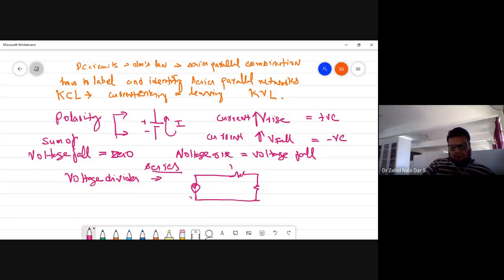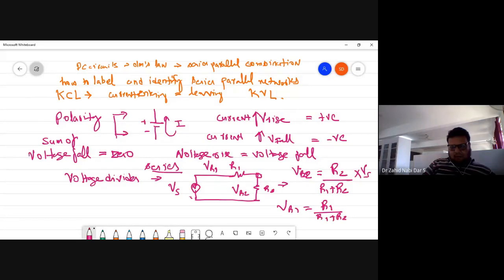So how will your voltage divide? Only when it is in series. Now if you want a voltage at this point, suppose the voltage at this point is VR1 and the voltage at this point is VR2. If you want VR2, and this is your supply voltage Vs, then VR2 would be equal to R2 divided by R1 plus R2, into Vs. Suppose you want VR1, that will be R1 divided by R1 plus R2, into Vs.